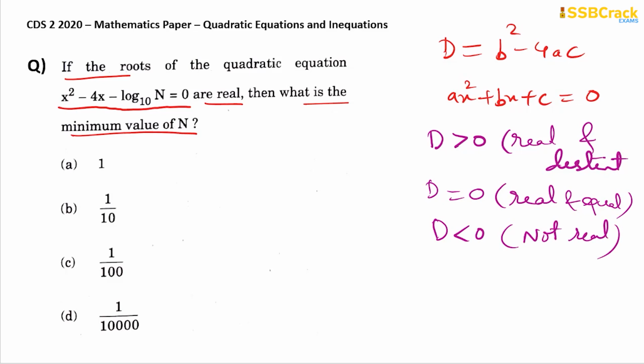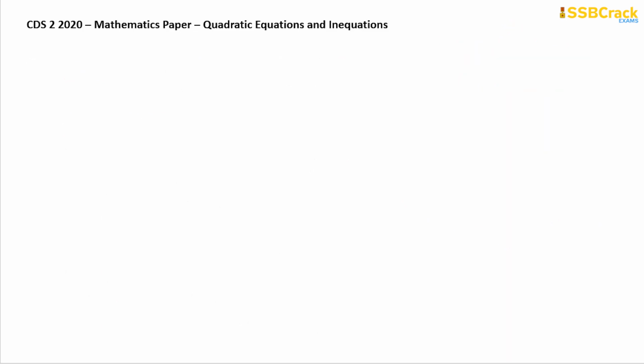So here the question says roots are real. Real means it can be real and distinct, or real and equal. So for this particular equation we have to take the discriminant to be greater than or equal to 0, so that we can get the minimum value. When D is greater than or equal to 0, with equality we can get the value of n, because D is either 0 or above 0. With D equal to 0, we can easily determine the minimum value. After that, for D greater than 0, the value of n will be above that. Very easy question, right?